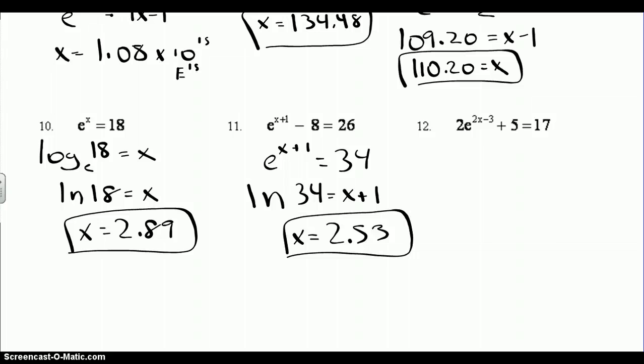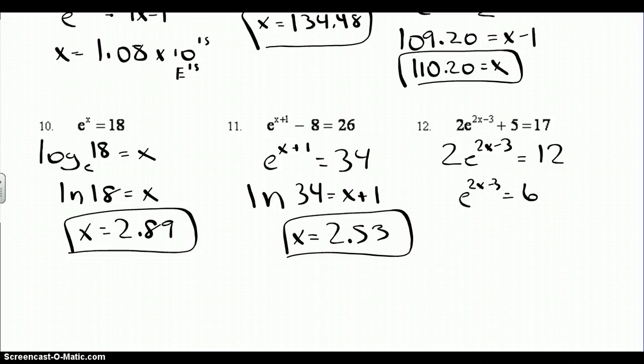Same idea here, but we need to isolate that e. So I'm going to subtract 5. So I have 2 e to the 2x minus 3 equals 12. Divide by 2, so I have e to the 2x minus 3 equals 6.